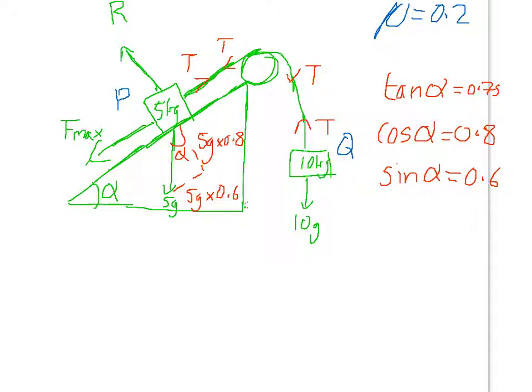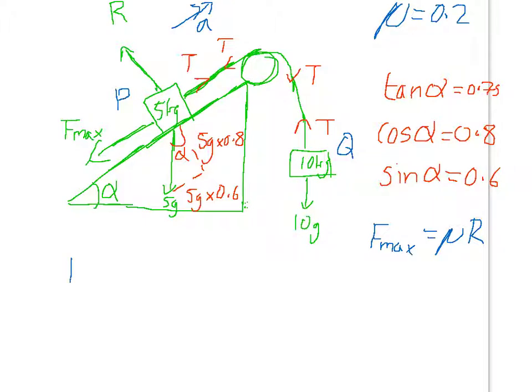We're asking the question to find out what the acceleration is and what the tension is. So remember, the acceleration is going to be the same throughout the whole system here, in that direction. First thing we need to do is find out what the friction max is going to be. To do this, we have to find out what the resultant is, because remember that friction max is equal to the coefficient of friction times the normal reaction.